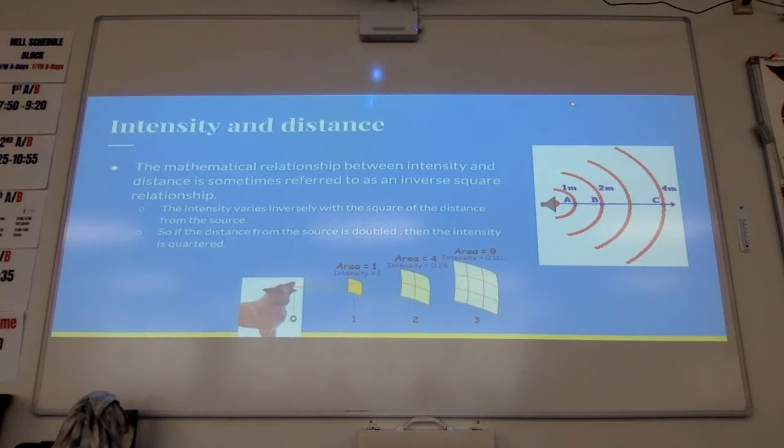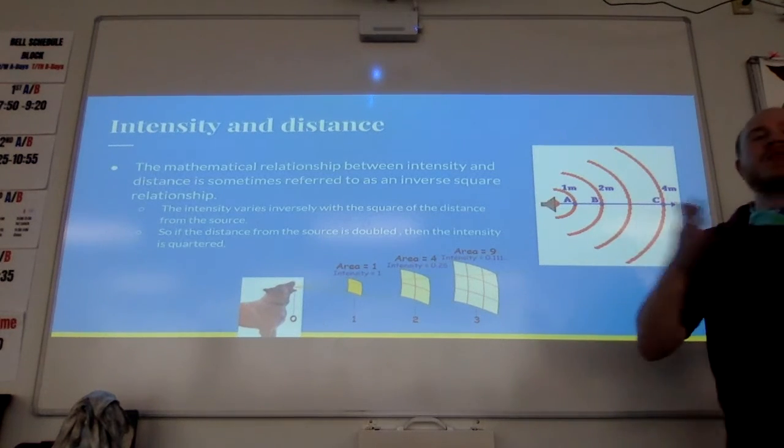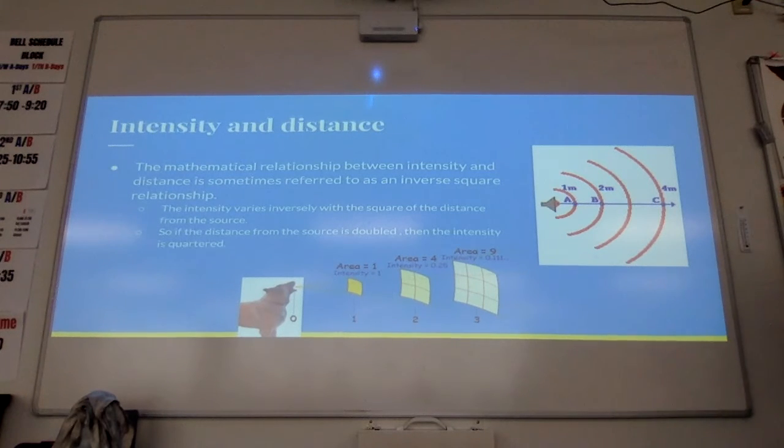So intensity and distance. The mathematical relationship between intensity and distance is sometimes referred to as an inverse square relationship. The intensity varies inversely with the square of the distance from the source. So if the distance from the source doubles, the intensity is quartered. Every time you double your distance, the intensity decreases by 4.